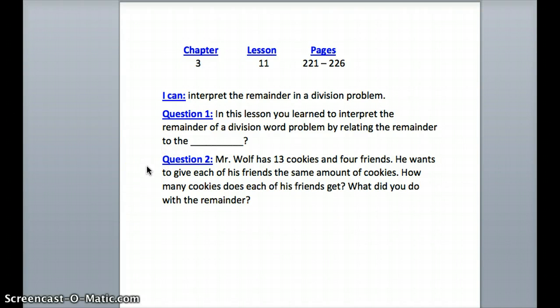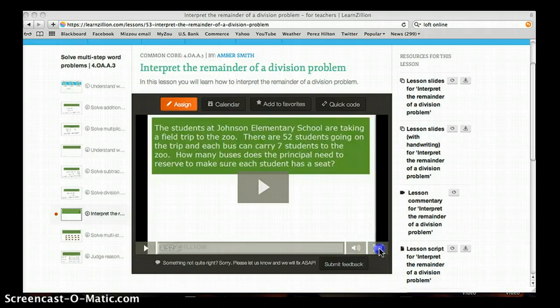Question 2. Mr. Wolf has 13 cookies and 4 friends. He wants to give each of his friends the same amount of cookies. How many cookies does each of his friends get? What did you do with the remainder? Okay, so let's watch a video about this.